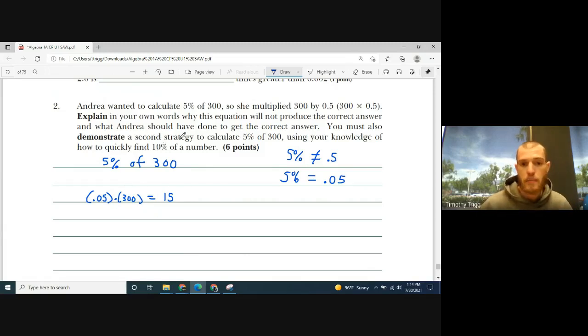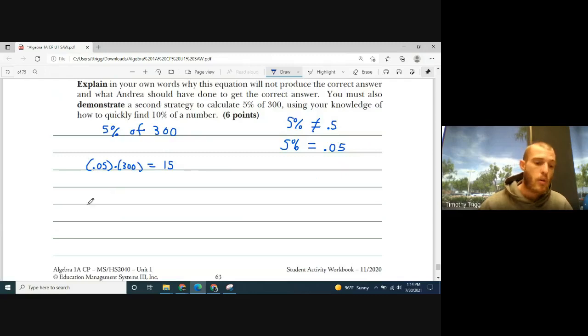Now it says also demonstrate a second strategy to calculate 5%. So the second strategy is how to quickly find 10%. To quickly find 10% of a number, so 10% of 300, all you have to do, if it has zeros on it, to find 10% of it, you just cut off one of the zeros. So 10% of 300 is 30. Okay, so therefore, 5% of 300.